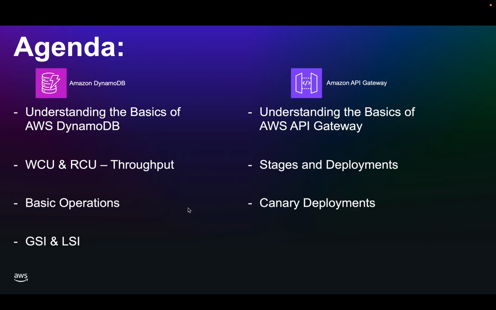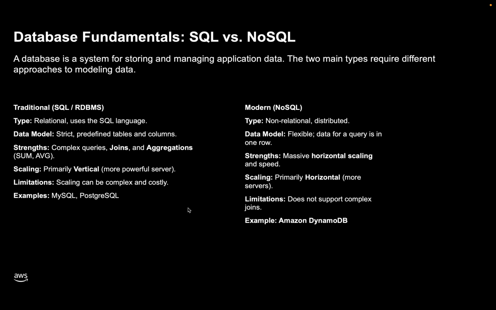going to cover in this video. First we will go through Amazon DynamoDB. Then after finishing AWS DynamoDB, we will go through AWS API Gateway. So let's get started by understanding the basics of AWS DynamoDB. Before that, let's understand the database fundamentals. In database fundamentals we have SQL and NoSQL. SQL is completely with the relational database, and NoSQL is the non-relational database.